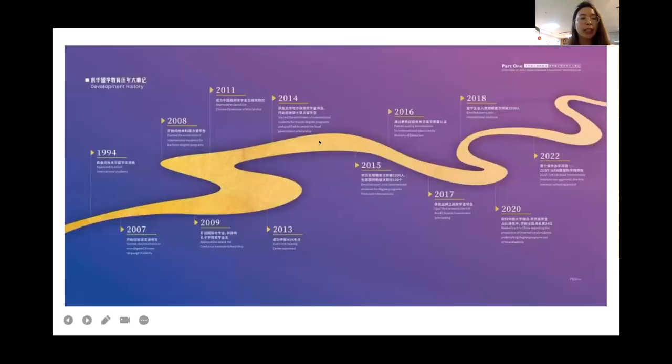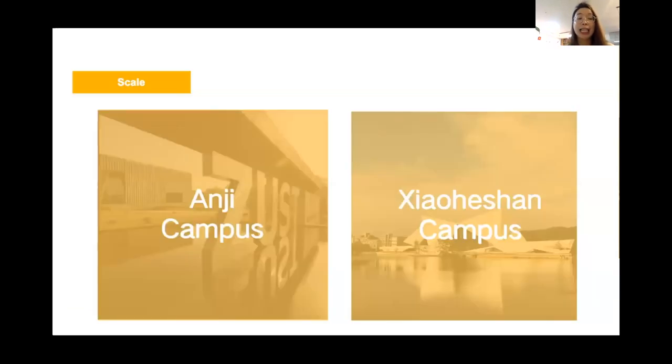And this is the development history of ZUST, starting in the year of 1994. And in the year of 2022, we established our first overseas schooling project called the Confucius Institute, in collaboration with Malaysia. We have two campuses. One is the Anji campus and the other is the Xiaoheshan campus.